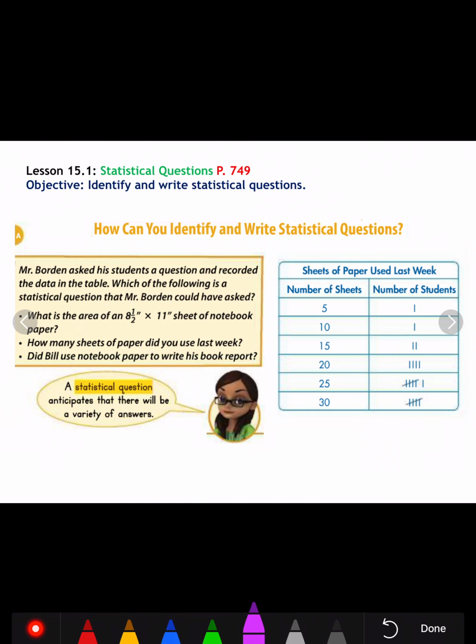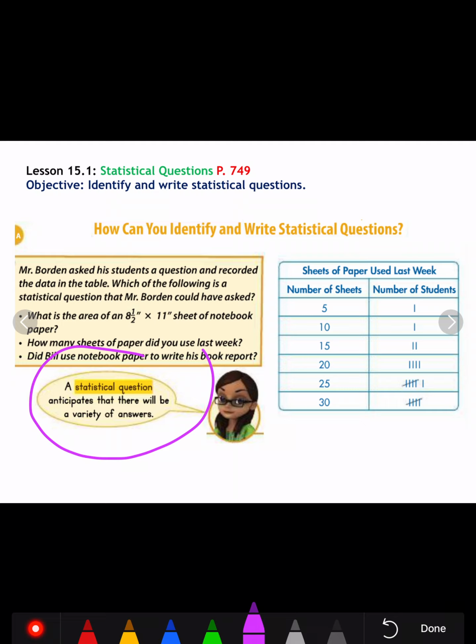A statistical question anticipates that there will be a variety of answers. What I mean by this is, when you ask a statistical question to the students, there will not be one answer. You can anticipate, you can expect more than one answer for this question.